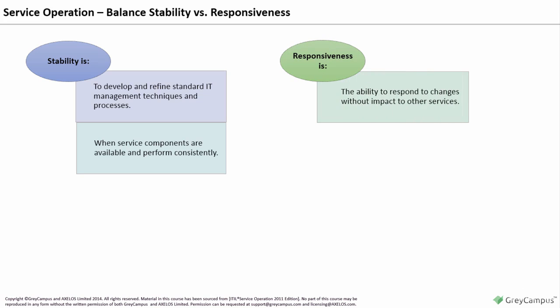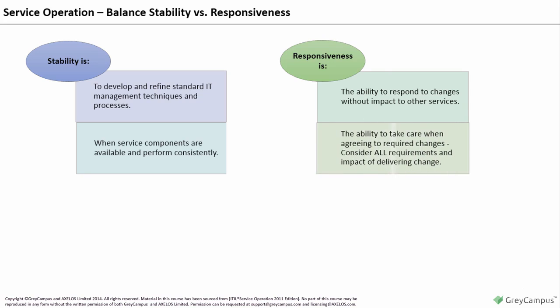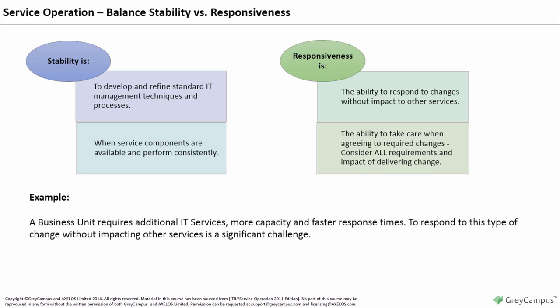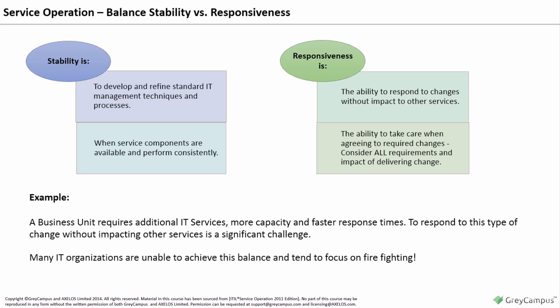Responsiveness is the ability to respond to changes without impact to other services, the ability to take care when agreeing to required changes, and to consider all requirements and the impact of delivering change. Example: a business unit requires additional IT services, more capacity and faster response times. To respond to this type of change without impacting other services is a significant challenge. Many IT organisations are unable to achieve this balance and tend to focus on firefighting.